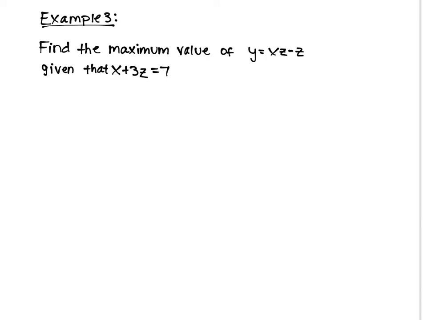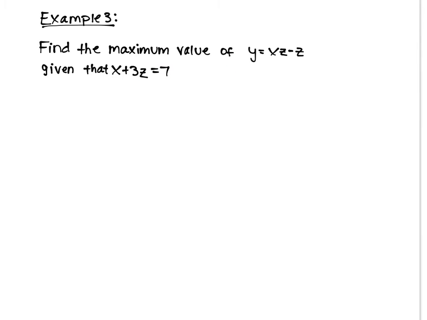Okay, so this is an algebra problem without a context. So it's asking us to find the maximum value of this function y equals xz minus z, given that x plus 3z equals 7. This is the kind of problem that can trip people up because they're not really sure where to go with this. But the first thing that you're always going to do is see if you can get this function in terms of only 2 variables. So it's a system of equations, essentially.